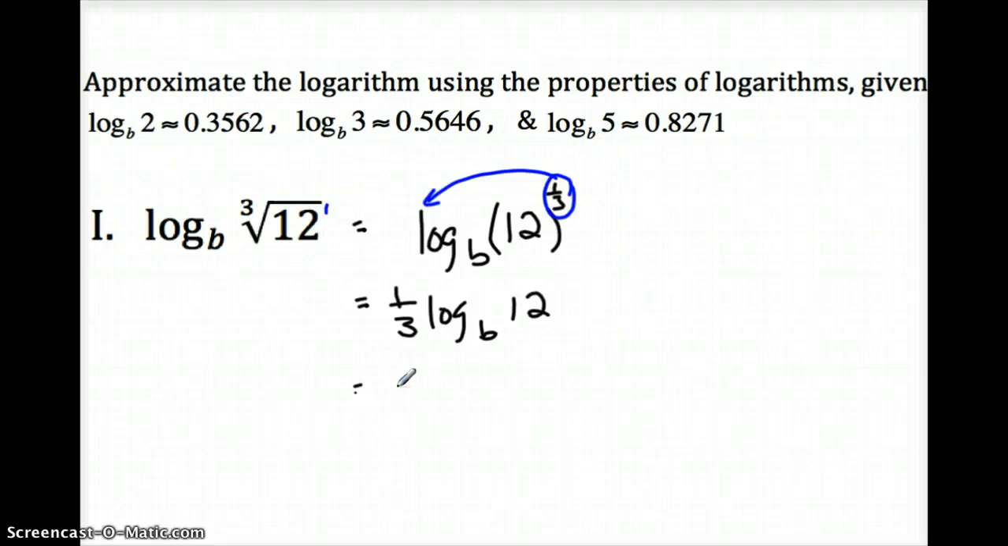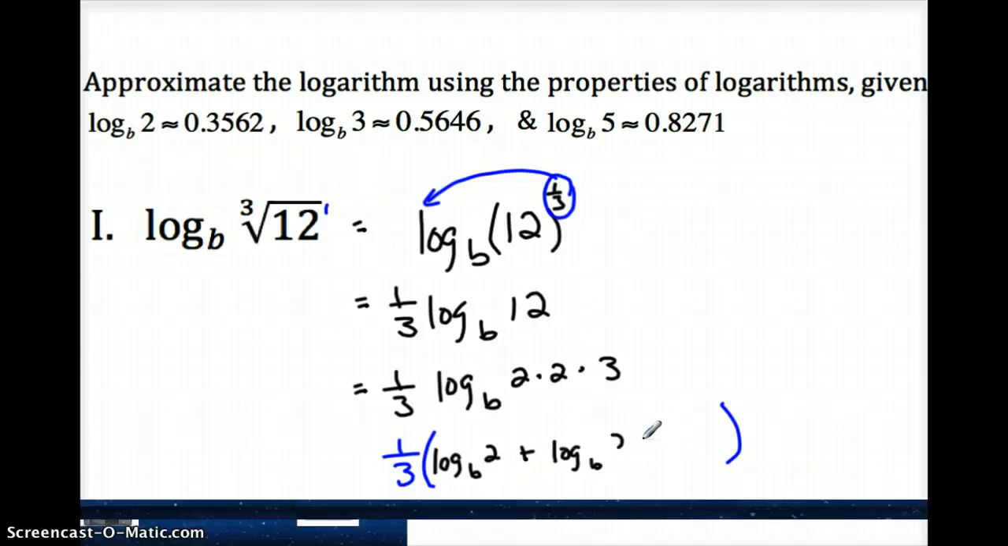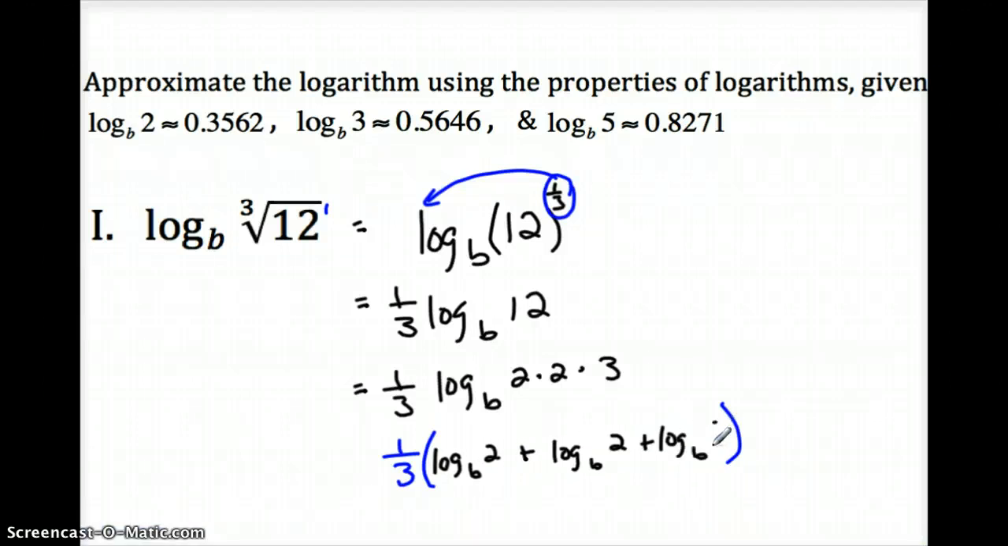Well, what about this? 2 times 2 times 3. 2 times 3 is 2 times 2 is 4 times 3 is 12. Yeah, so then I can just break up that multiplication. I'll just have 3 logs that are added. We can handle that. Just notice this though. All 3 of those logs that are added, I'm going to put them in parentheses and keep that 1/3 out front. So it's going to be log b2 plus log b2 plus log b3.